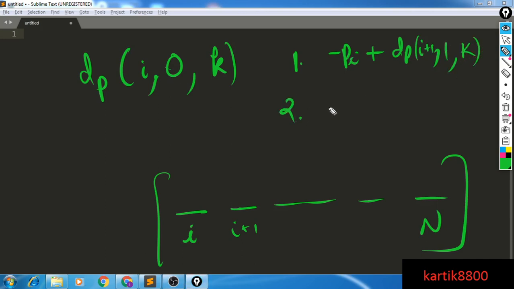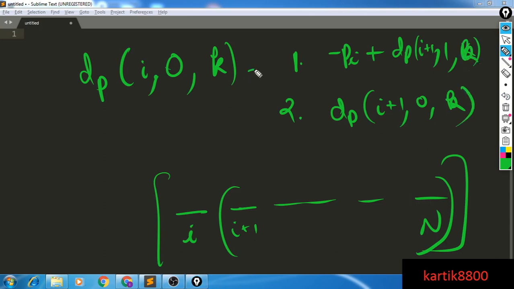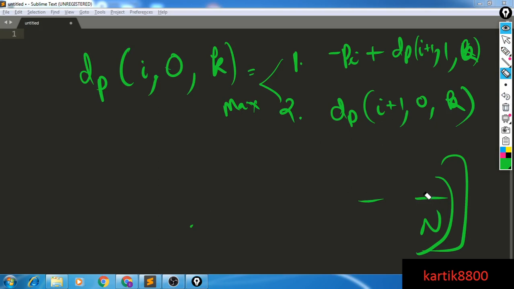The other possibility is that you do not buy the stock, and in that case you would like to find out what is the best benefit you could make in this range, given that you do not own stock and you can make at most k transactions. So guys, that's it. And among these two, choose whichever is better. So max. And you can come up with a similar transition for DP[i][1][k] also.